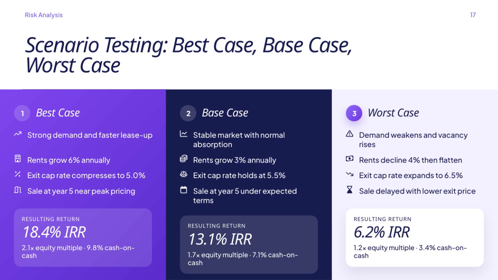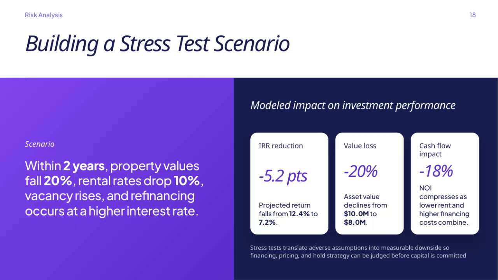Here, we're building a stress test scenario to understand how potential negative changes could impact our investment. Imagine within 2 years, property values drop by 20%, rental rates decline by 10%, vacancy rates increase, and refinancing happens at a higher interest rate. When we model these conditions, we see a significant reduction in investment performance.